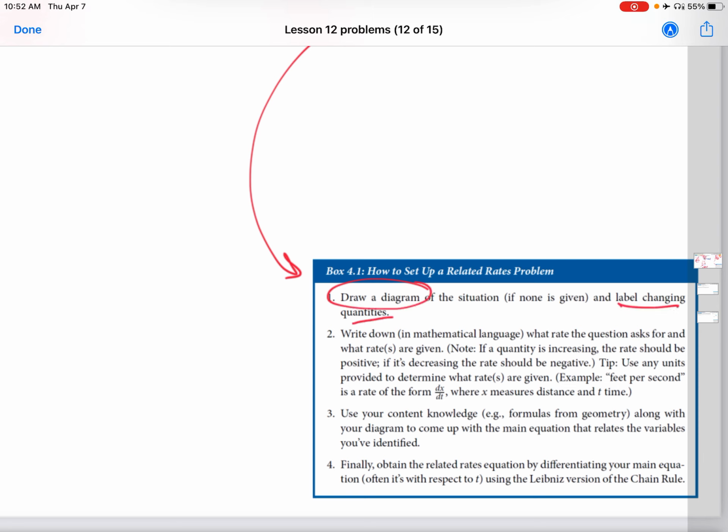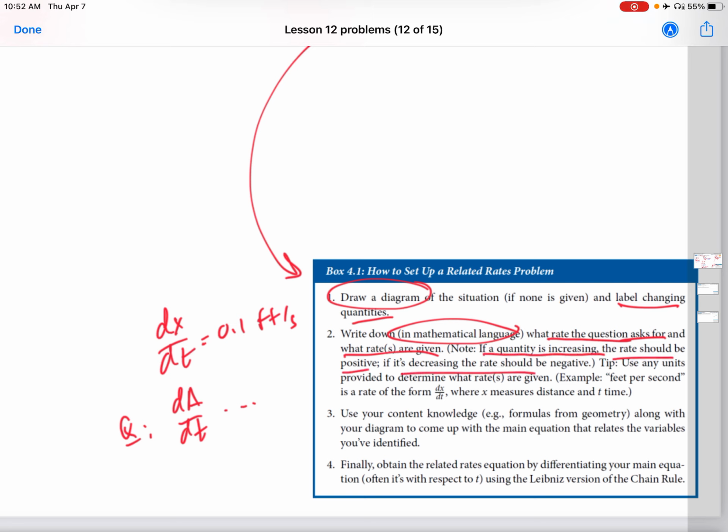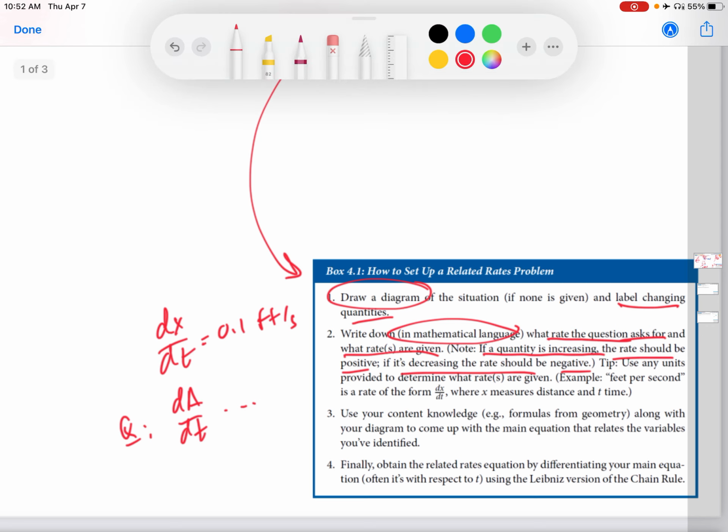We also labeled changing quantities, right? We labeled the side length x of t. Then we wrote down in math what rate the question asks for and what rates the question gives. So we wrote down, for example, dx/dt was 0.1 feet per second. And then the question asks us, what is dA/dt? And like we said here, if the quantity is increasing, the rate should be positive. If it's decreasing, the rate should be negative. Had the question said, for example, the side length is decreasing at the rate of 0.1 feet per second, we would have put a negative sign in front of this 0.1.